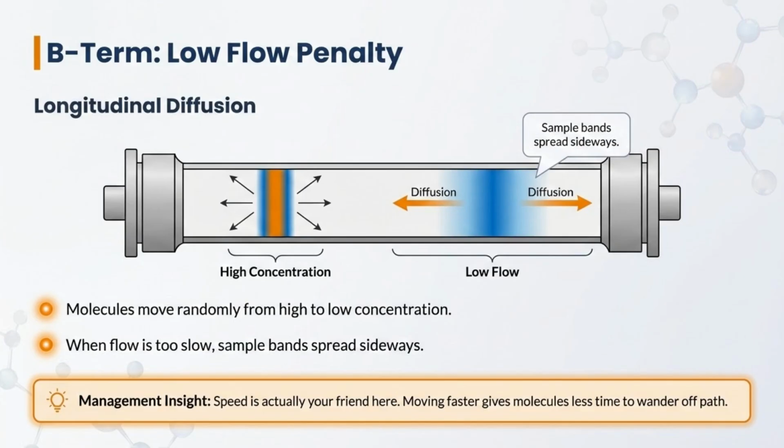They are wrong. This is the B term, or longitudinal diffusion. Molecules naturally want to move from high to low concentration. If you move too slowly, the molecules spend too much time at rest and start spreading out sideways and backwards. In the equation, this is represented as B divided by U. As velocity goes down, plate height goes up. This is your low flow penalty. To beat it, keep the molecules moving so they don't have time to wander.